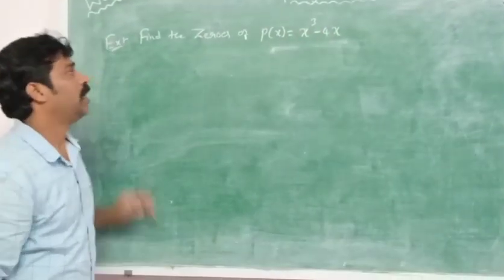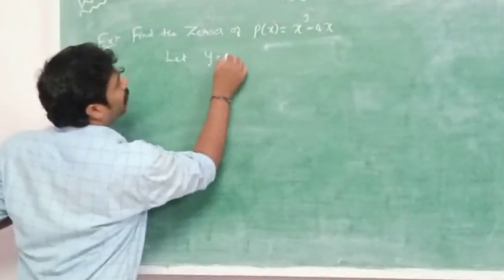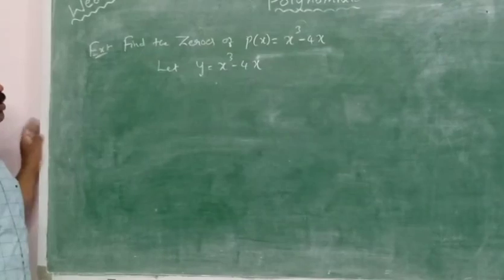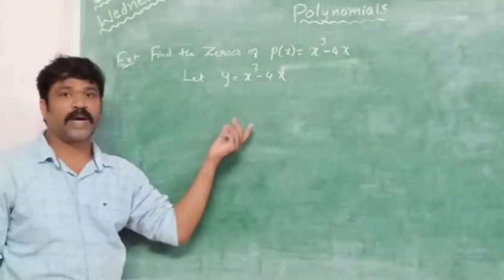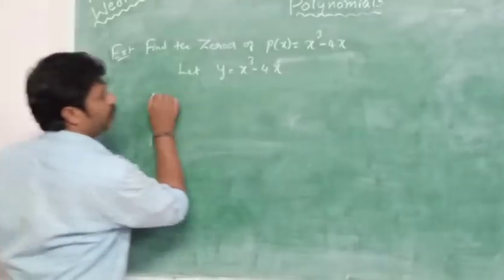Now we will see how we will get the 3 zeros. Now first, let y is equal to x cube minus 4x. So we have to plot the points, we have to know x and y coordinates. So to get that, take the values of x, some real numbers.